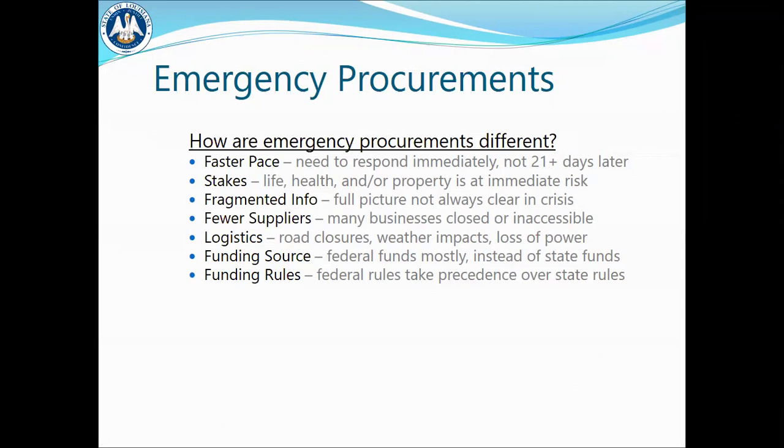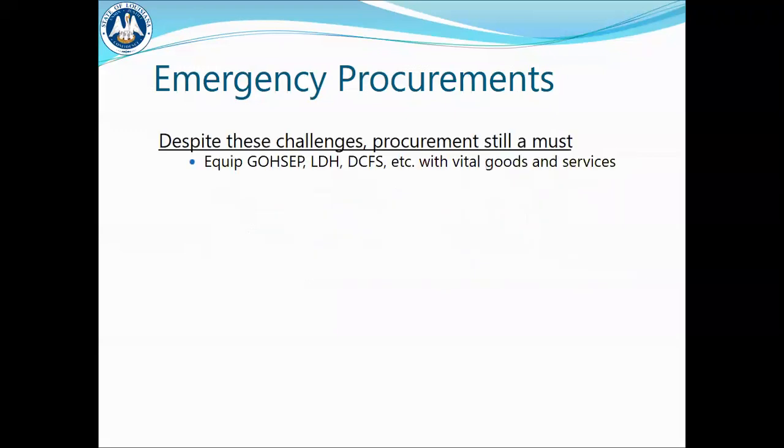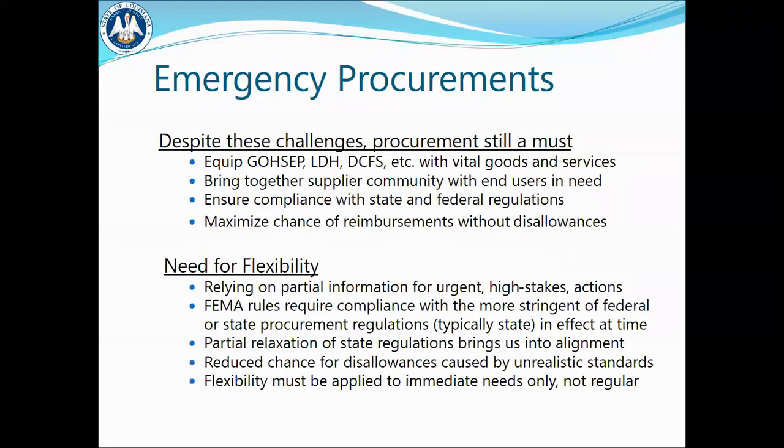Despite these challenges, procurement is still a must. We've got to equip GOSEP, LDH, DCFS, et cetera, with vital goods and services. Bring together the supplier community with the end users in need. Ensure compliance with state and federal regulations. Maximize the chance for reimbursements without disallowances. We'll get into more of that in a second. And the need for flexibility. We're relying on partial information for urgent, high-stakes actions.